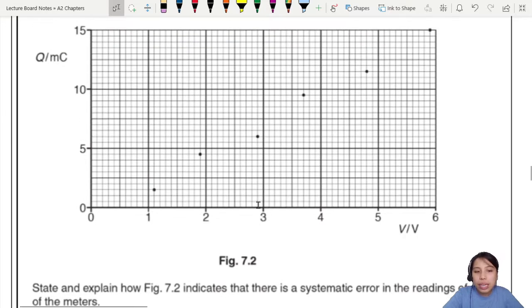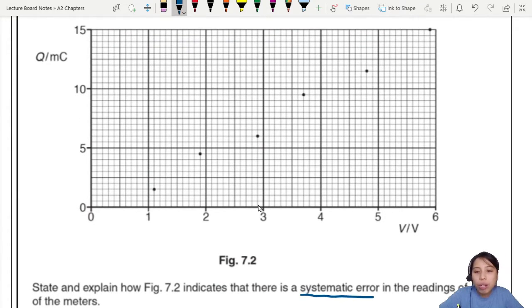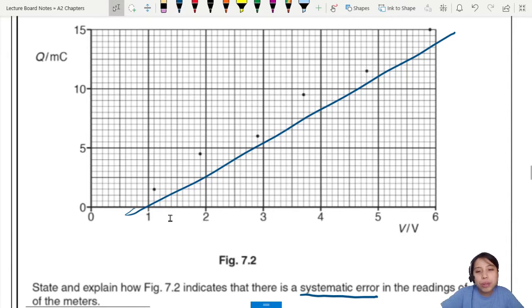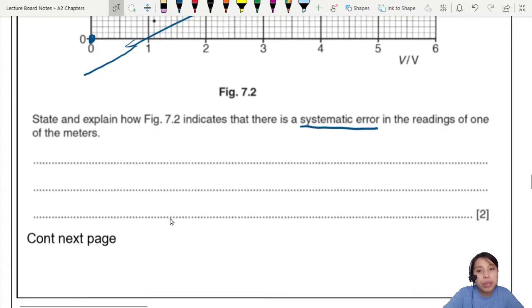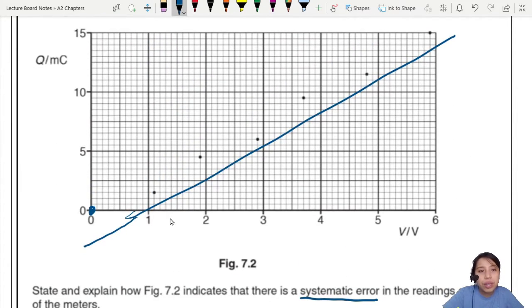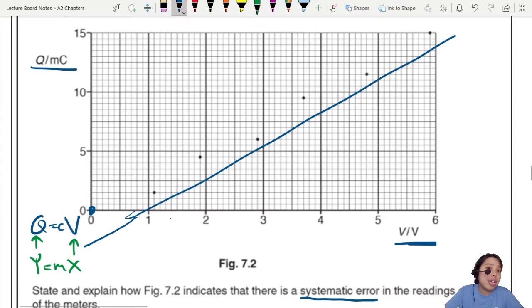Systematic error in terms of graphs means all the values are shifted above or below. So we look at this, okay, I roughly draw a line that's something like that. Now that's not a great best fit line, we'll draw a better one later. But if you notice, it doesn't exactly pass the origin here. That's a problem. Why is that a problem? Because this is a graph of Q against V, correct? So Q equals CV. And you're like, hang on a second, this is a straight line equation, y equals mx. So there shouldn't be an intercept, there's no plus c, y equals mx plus c, it should pass the origin.